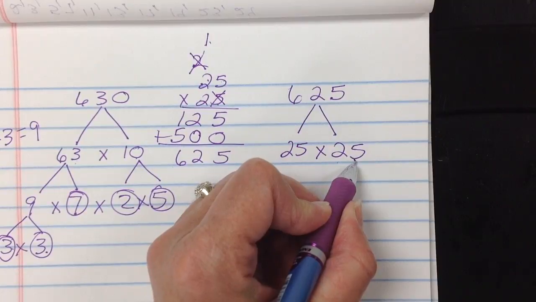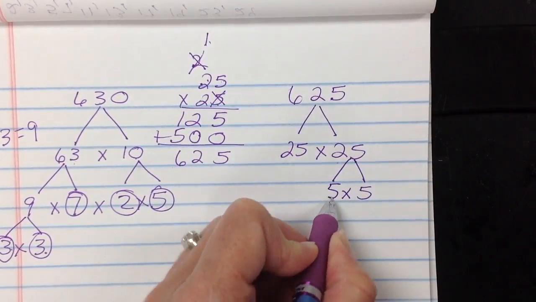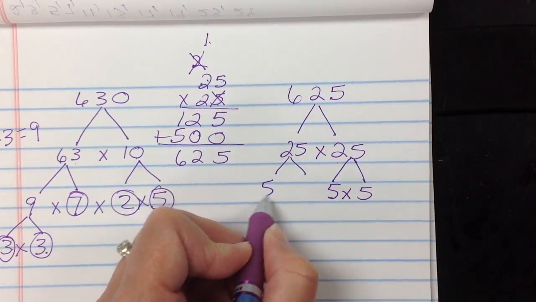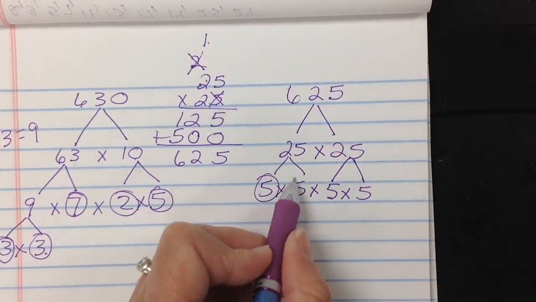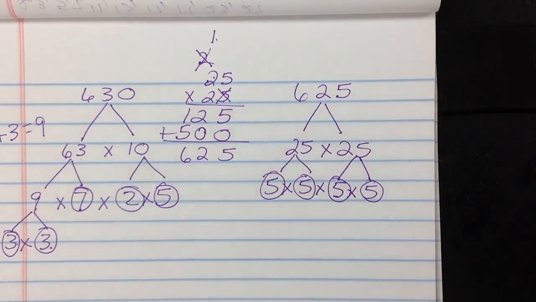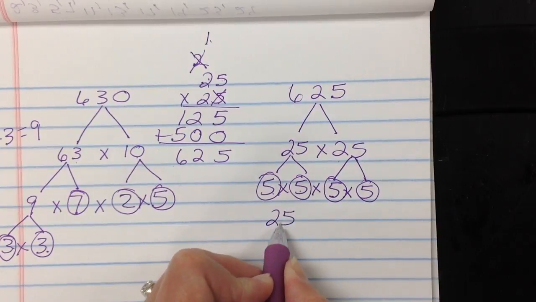And then I know 25 is not prime. It ends in a 5. 25 is 5 times 5. So the prime factorization of 625 is 5 times 5 times 5 times 5. 5 times 5 is 25.